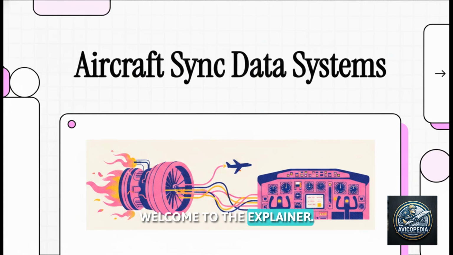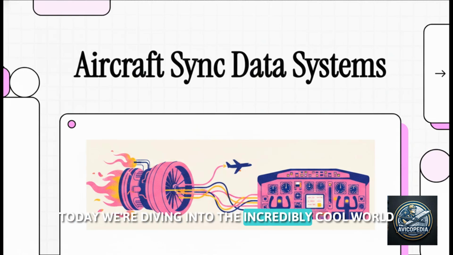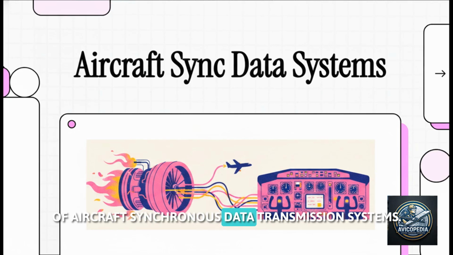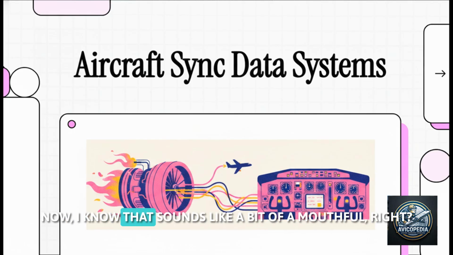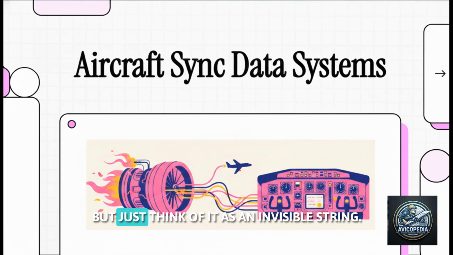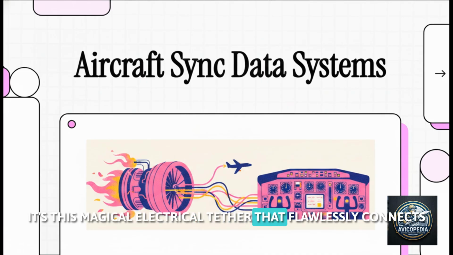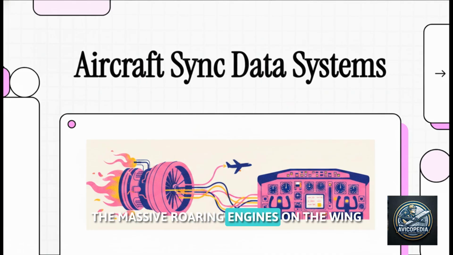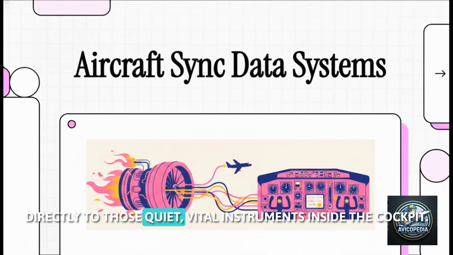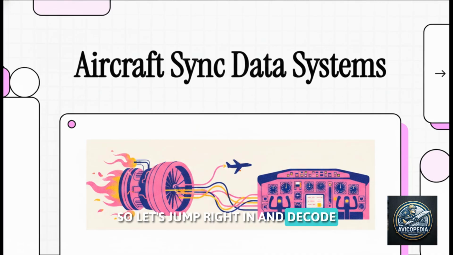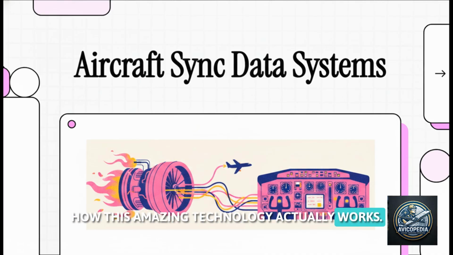Welcome to The Explainer. Today, we're diving into the incredibly cool world of aircraft synchronous data transmission systems. Now, I know that sounds like a bit of a mouthful, right? But just think of it as an invisible string. It's this magical electrical tether that flawlessly connects the massive roaring engines on the wing directly to those quiet, vital instruments inside the cockpit. So let's jump right in and decode how this amazing technology actually works.